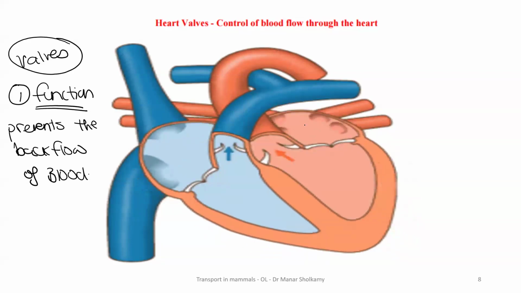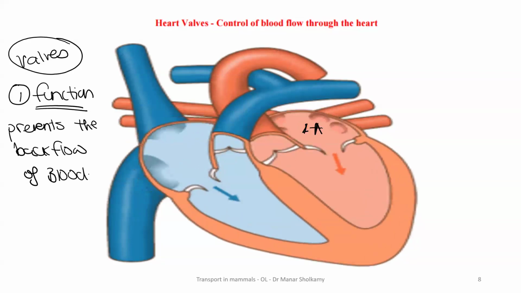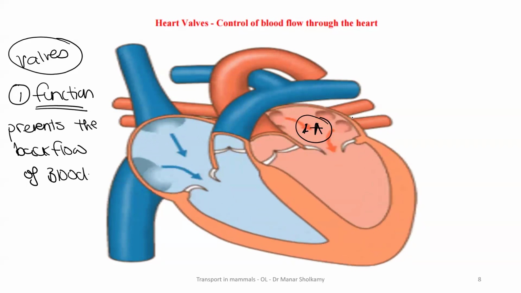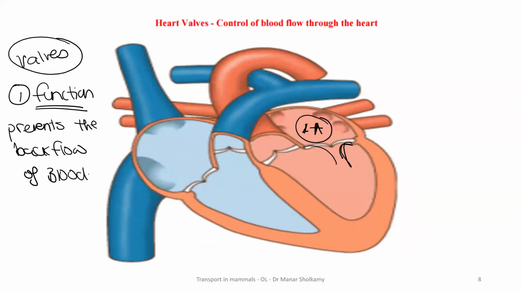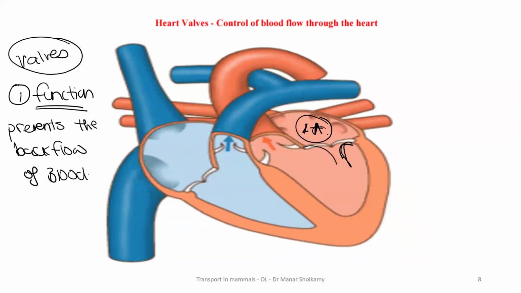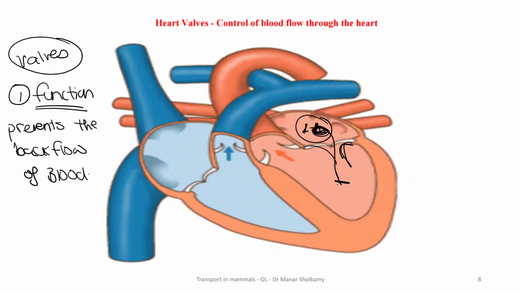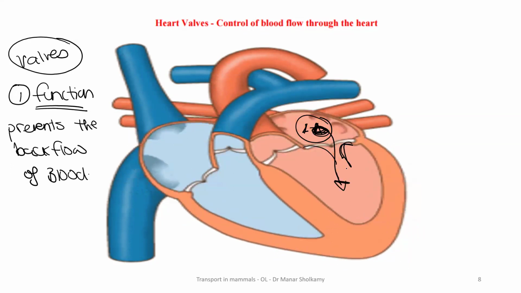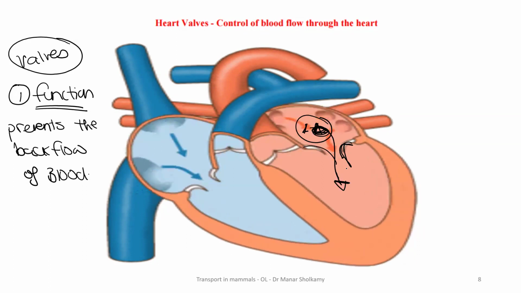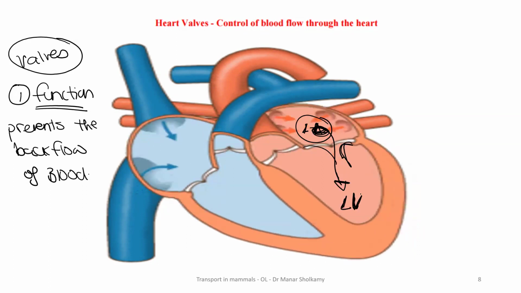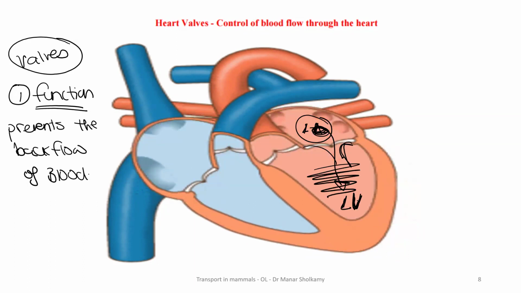Let's imagine the blood is here in the left atrium. And the left atrium will contract. Contract means it will squeeze. When the mitral valve is open, the blood is going to move from the left atrium into the left ventricle because this is the only open door. Now let's imagine the blood, the oxygenated blood, is in the left ventricle. I have blood here in the left ventricle.